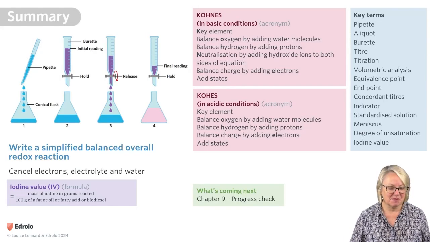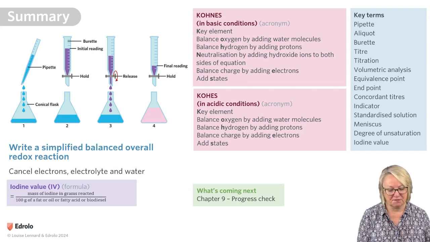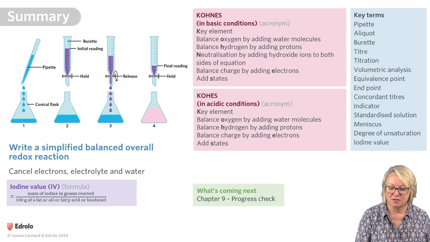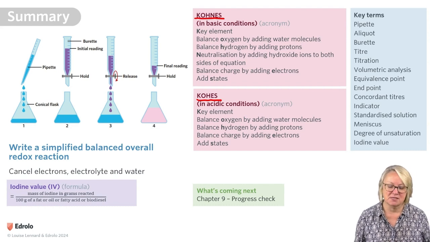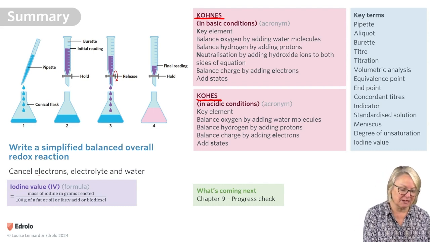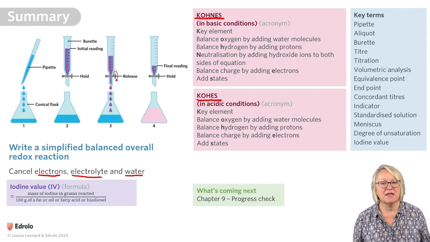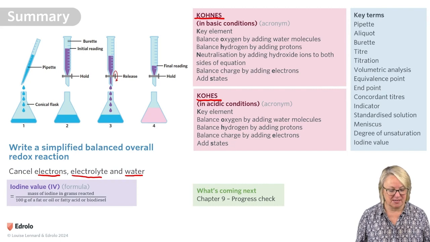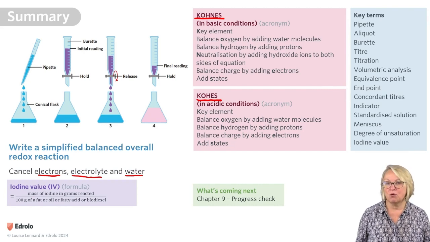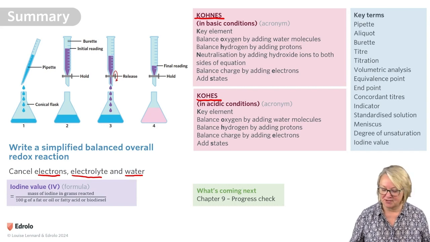viscosity. Let's summarise what we've looked at. We've looked at the equipment and the process of a redox titration. To write a simplified balanced overall redox reaction, we can use CoEs in acidic conditions or CoNEs in basic conditions, and we can cancel the electrons, the electrolyte and water. And iodine value is the mass of iodine in grams reacted divided by 100 grams of a fat or oil or fatty acid or biodiesel.